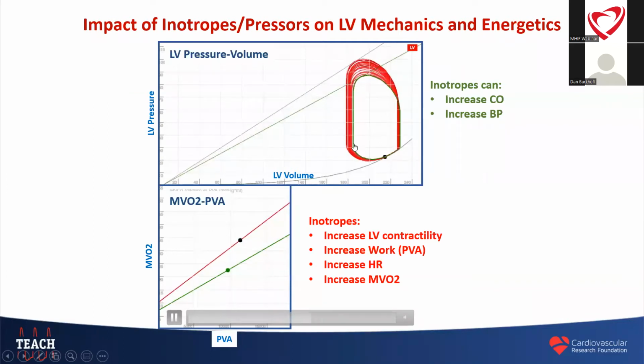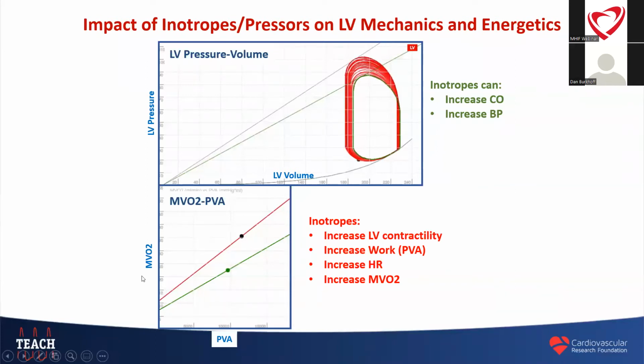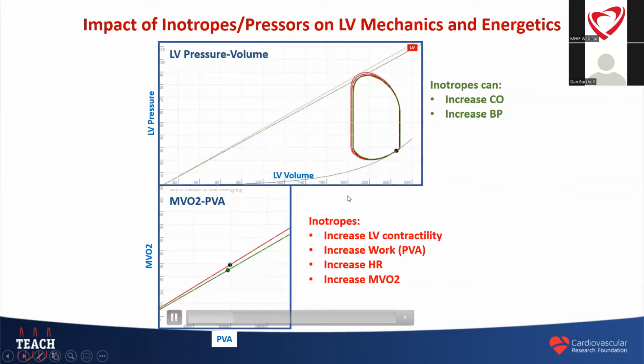Now, the other part we want to consider in some of these therapies is what's happening to myocardial oxygen consumption, which is down here at the bottom. And what we've done here is we've plotted the relationship between MVO2 and the total work that the heart is doing, which is indexed by this parameter called the pressure volume area. And the pressure volume area is the sum of the stroke work, which is the area inside of the loop, plus the area to the left of the loop.